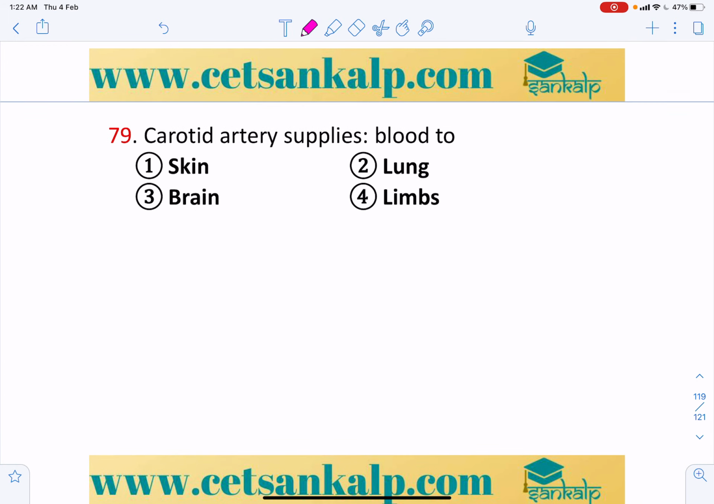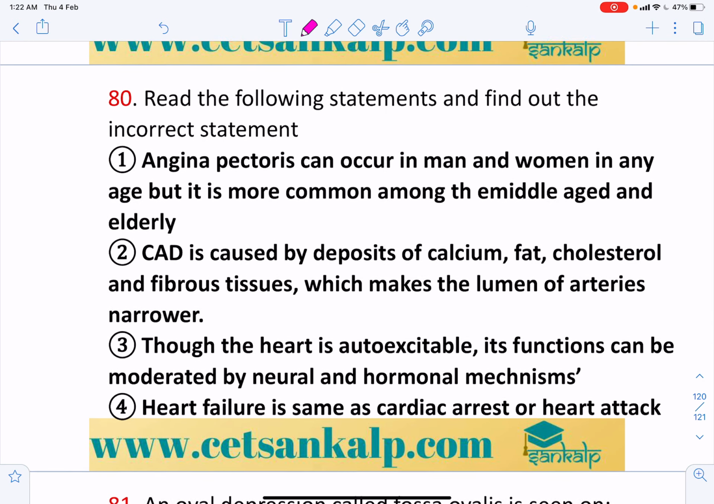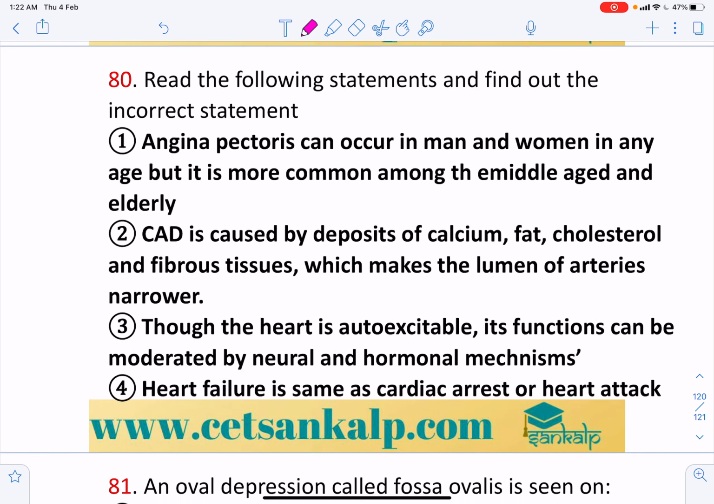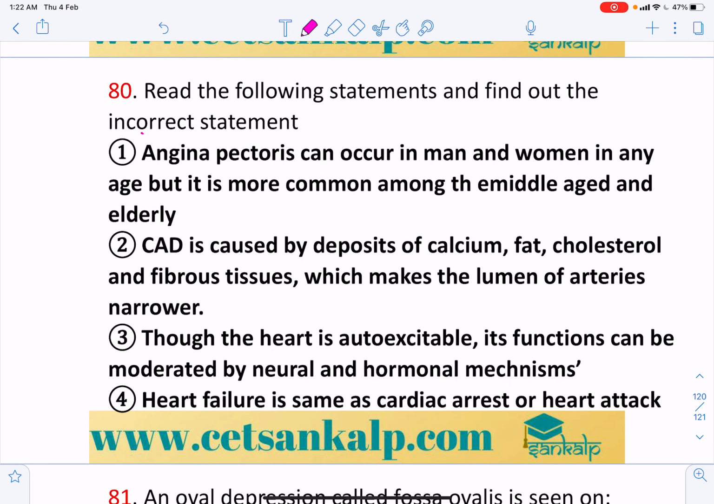Carotid artery supplies blood to, that is the carotid artery and the aorta, which arches back. Before that it divides into branches; the carotid artery supplies blood to the brain. So this is related to disease. Just read out and select the incorrect statement. So this will be your homework.